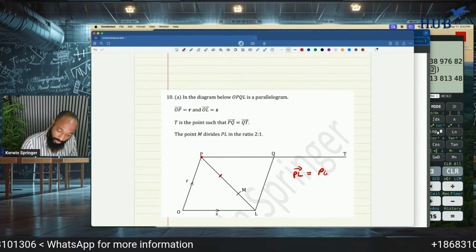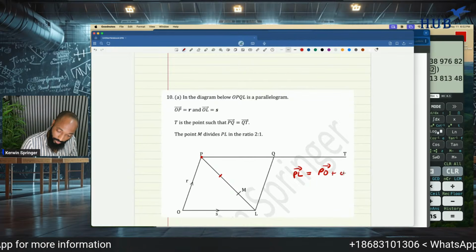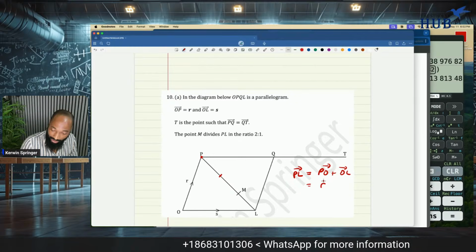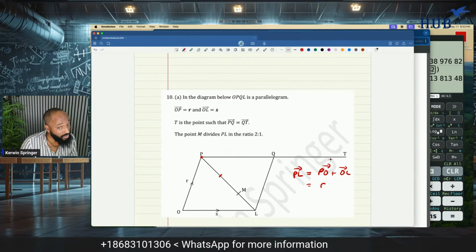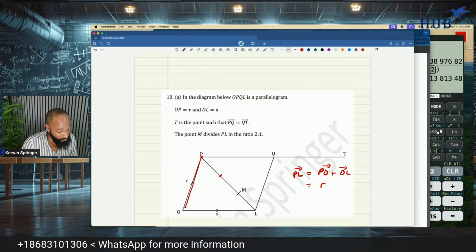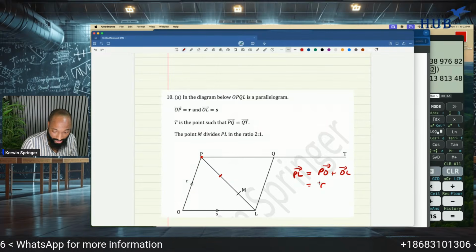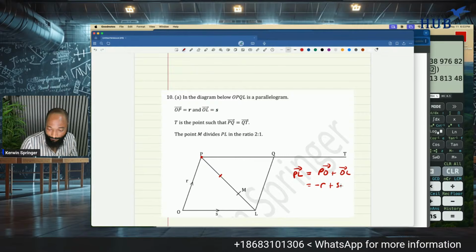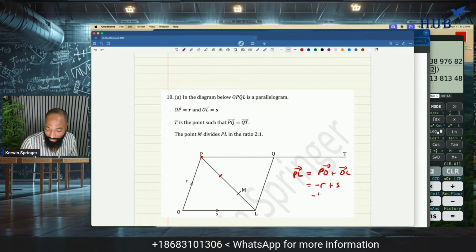We can say PO plus OL. Then PO is R. Is PO R? No, it's backwards. Backwards against the flow means negative. Negative R plus, is it going with the flow? It is. So plus S. So this is S minus R.